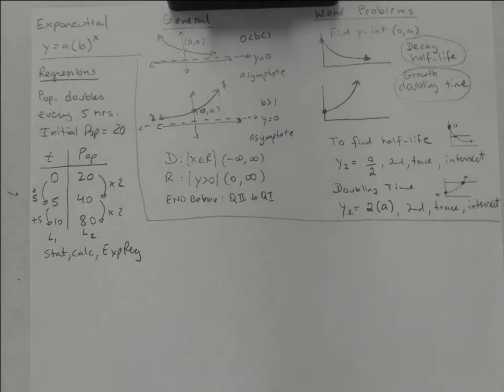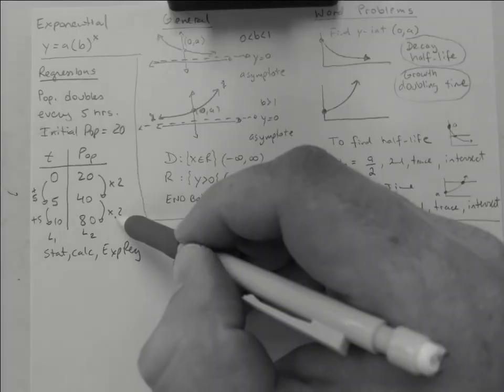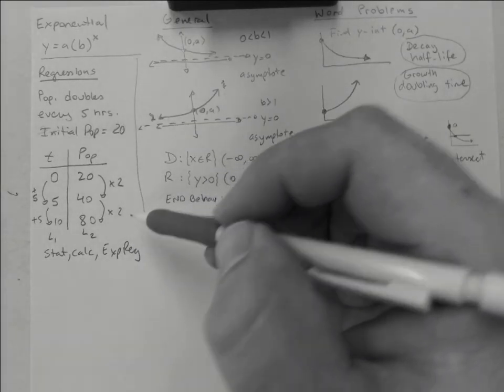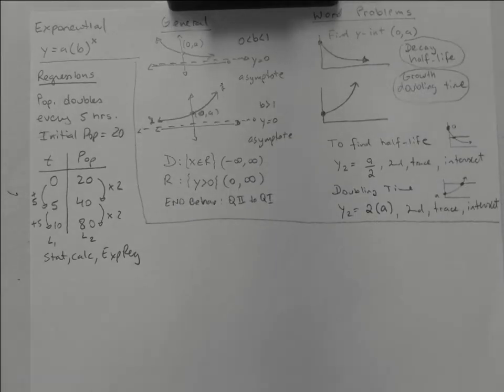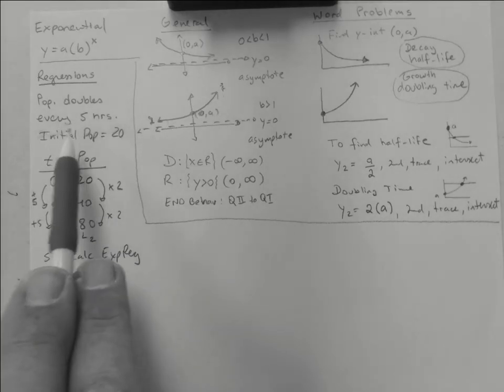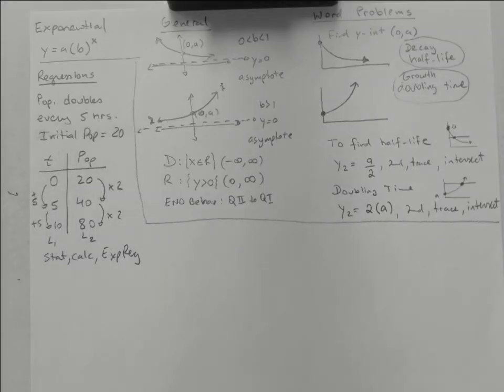I don't think I need to do that for half-life, do I? What would be different if it's half-life? Instead of multiplying, you divide by 2, right? So I'll leave that in your court. If you need to have an example of half-life, do it. You can actually turn this into half-life. You can say population goes down by half every 5 hours, and then you do it that way.